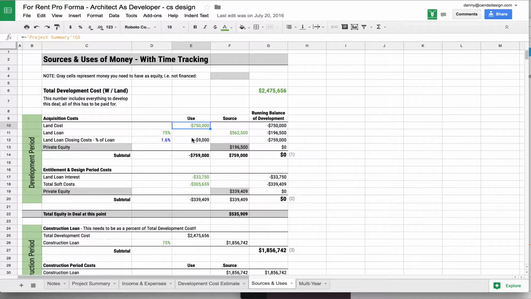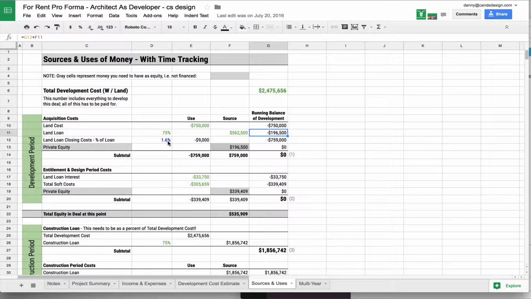And in this scenario, remember, we have a land cost of $750,000. So let's pretend that 75% of that is going to come from a land loan, and the other 25% is going to come from private equity. So you can see here that right off the top, the development, let's call it, is in the hole negative $750,000. You get that 75% land loan of $562,000, so you're short $196,500.